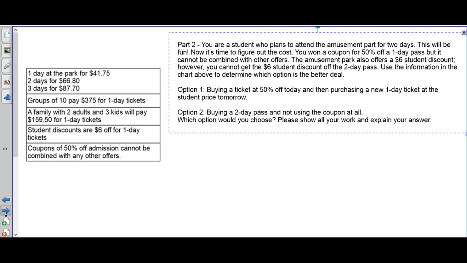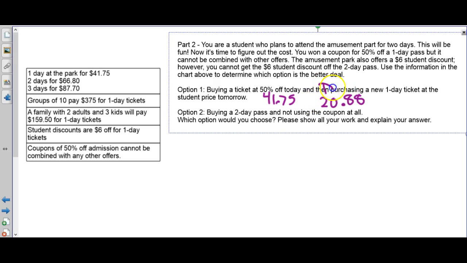So the 1-day ticket is $41.75. So from there, we need to figure out 50% off. Well, 50% off is just dividing that by 2. Dividing by 2 gives us $20.88.